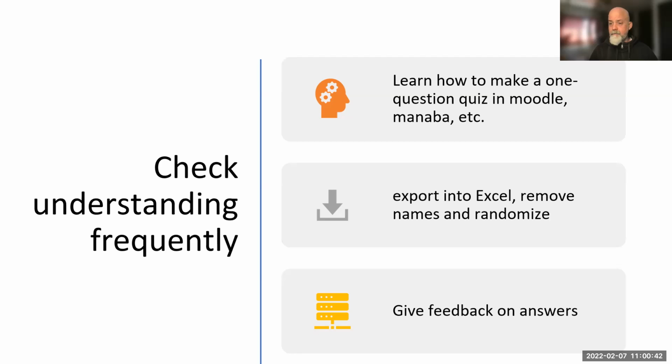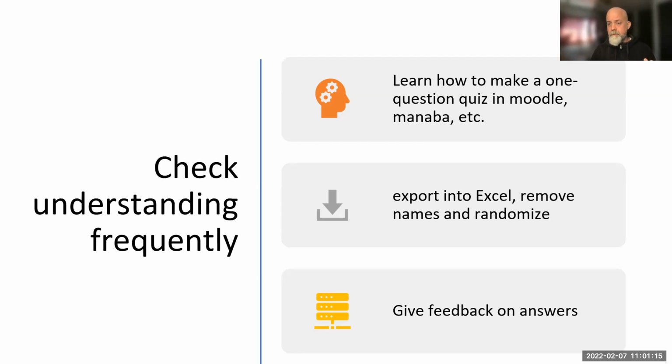The best thing that I've found is making a 1-question quiz in your LMS, your Moodle, Manaba, or even Google Classroom. They're already pretty much on the computer, everybody. And so it doesn't take that much time to just quickly answer the question. In the case of Moodle and Manaba, it will export the results into an Excel worksheet. So it's easy for me to take the names off, randomize that. And then I can just show all of the answers in front of the class and give feedback on each person's answer.